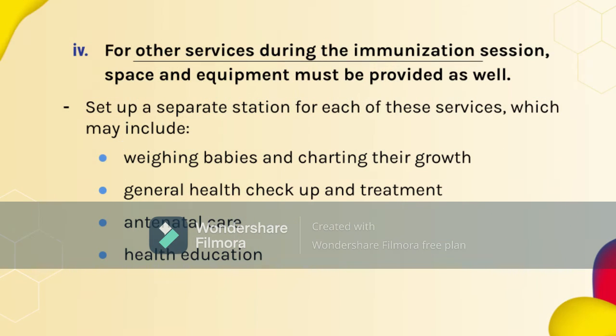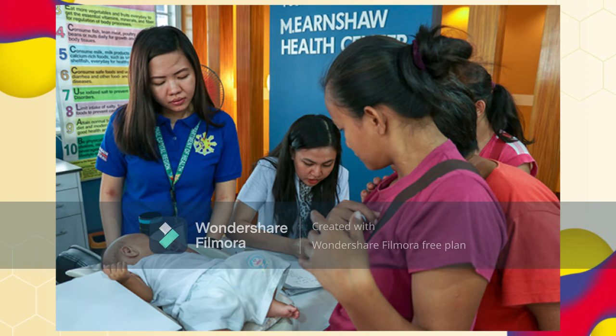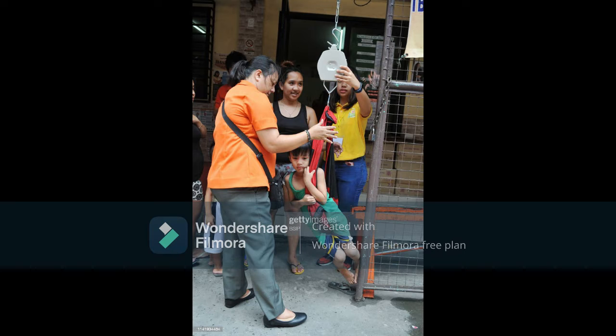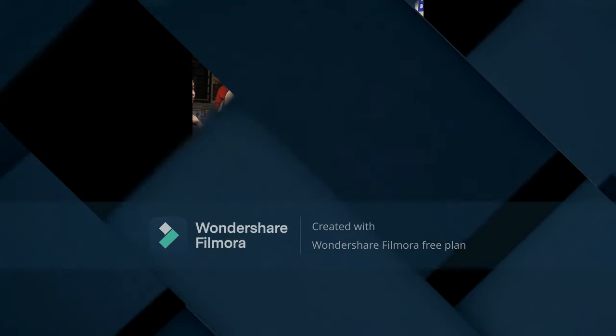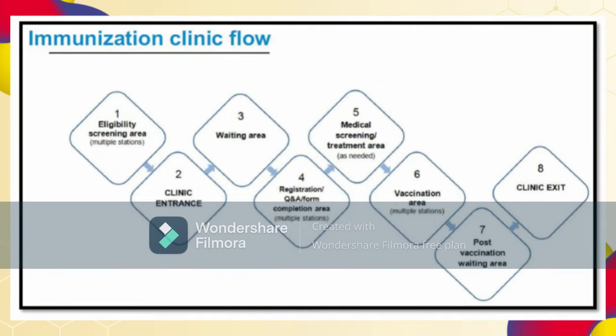For other services during the immunization session, space and equipment must be provided as well. Set up a separate station for each of these services, which may include weighing babies and charting their growth, general health checkup and treatment, antenatal care, and health education. Plan for client movement through the immunization facility to ensure safety. This involves planning client flow to reduce the risk of accidental needle stick injury to the health worker or clients.